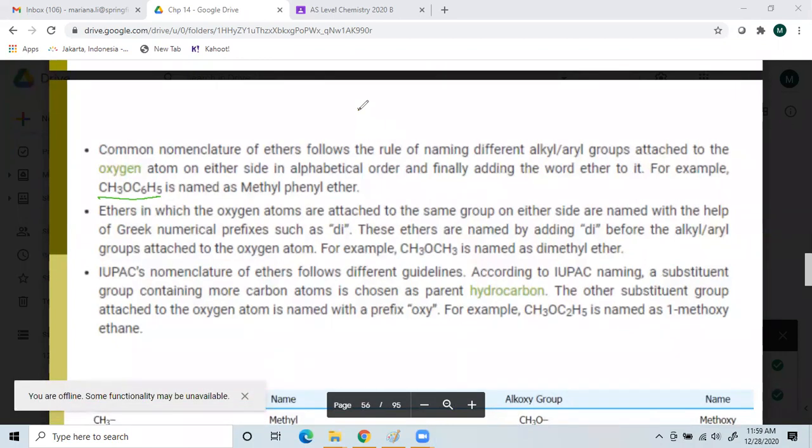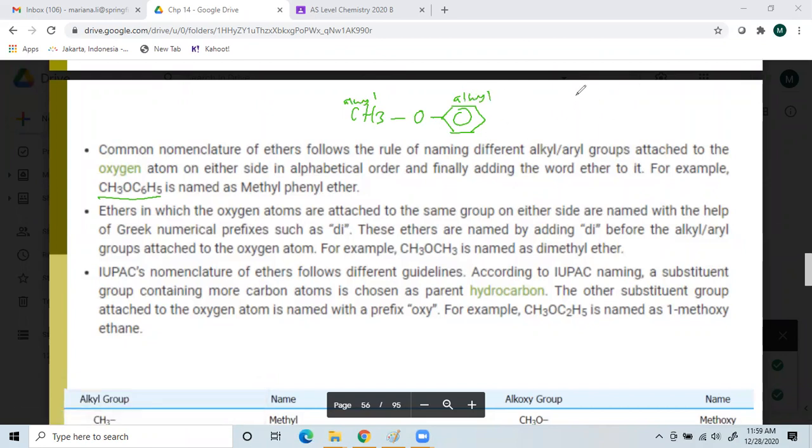So let's say if we have this, CH3O C6H5, you know C6H5 actually is benzene, right? The name is alkyl alkyl ether, but that's not the IUPAC name, yeah. Later on, I will tell you about the IUPAC name. This is a trivial name or the common name. So the common name for ether once again is alkyl alkyl ether, and you should choose between these two alkyl groups which one comes first alphabetically. In this case we have a methyl group, and the benzene alkyl group has the name phenyl. Okay, M comes before P, so the name would be methyl phenyl ether.